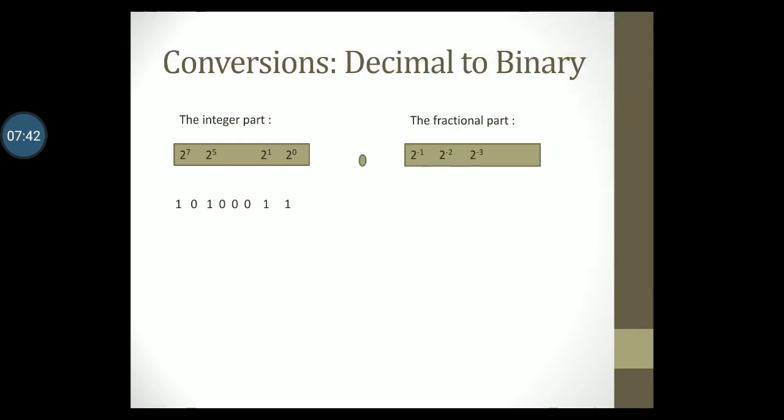Similarly, the fractional part of the binary number becomes 1, 1, 1, since 2 raised to minus 1 is present, 2 raised to minus 2 is present and 2 raised to minus 3 is present. Thus, the complete binary number becomes the following.